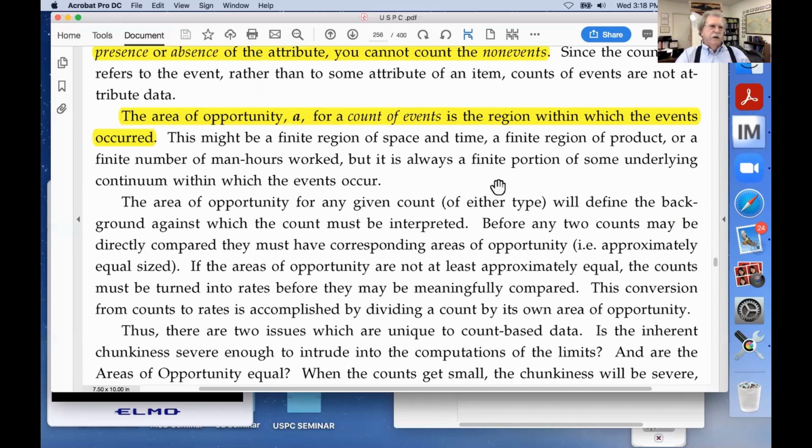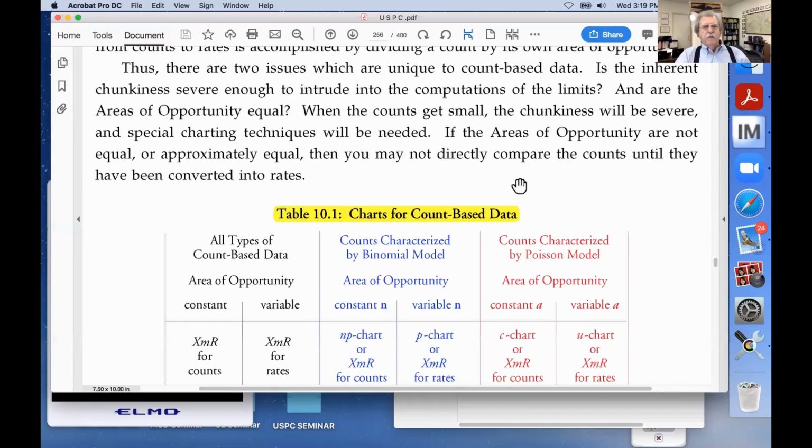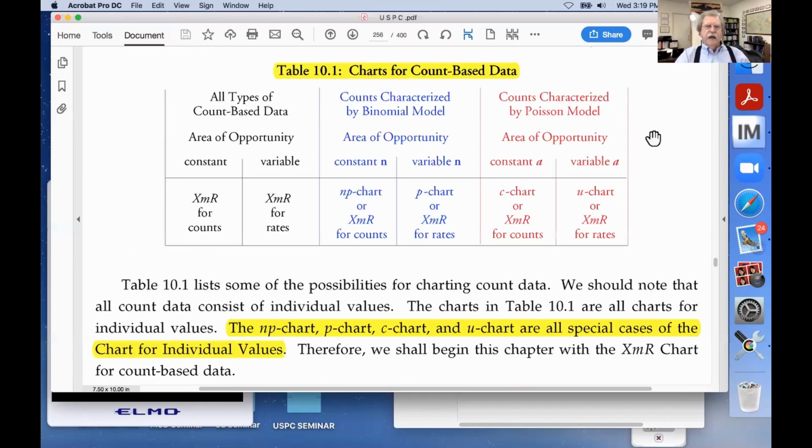And people get lost in all of this, and for good reason. We'll talk about that later. But the real key to opening up your possibilities is here at the bottom of page 256. There are four typical charts for count data: the NP chart, P chart, C chart, and U chart. They are all special cases of the chart for individual values. So if you want to simplify life, you can take your count data and put them on an XMR chart.